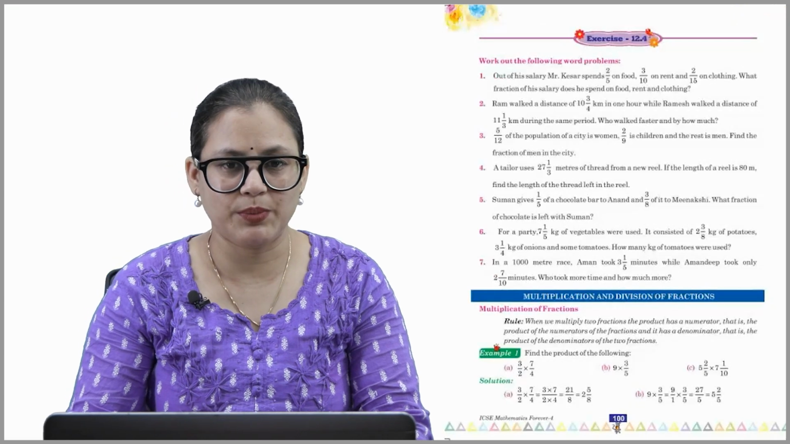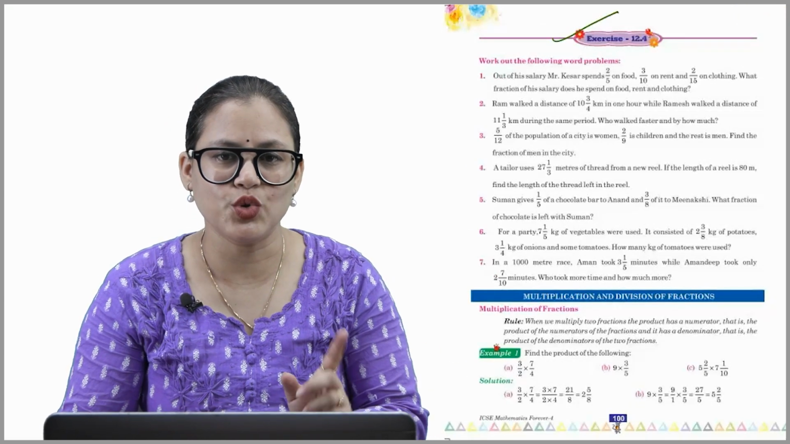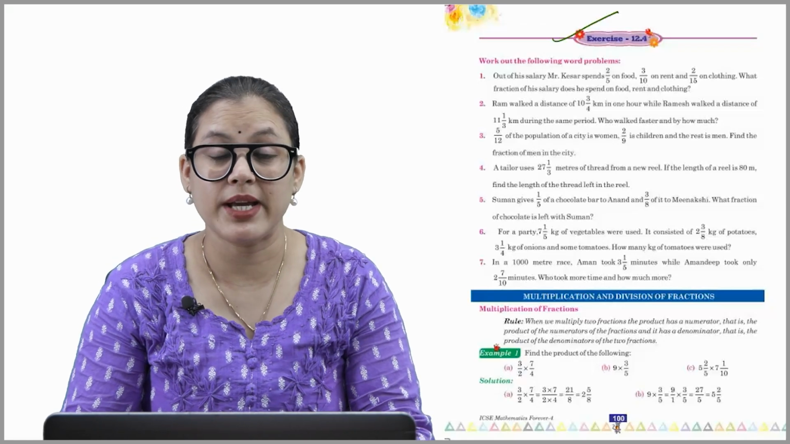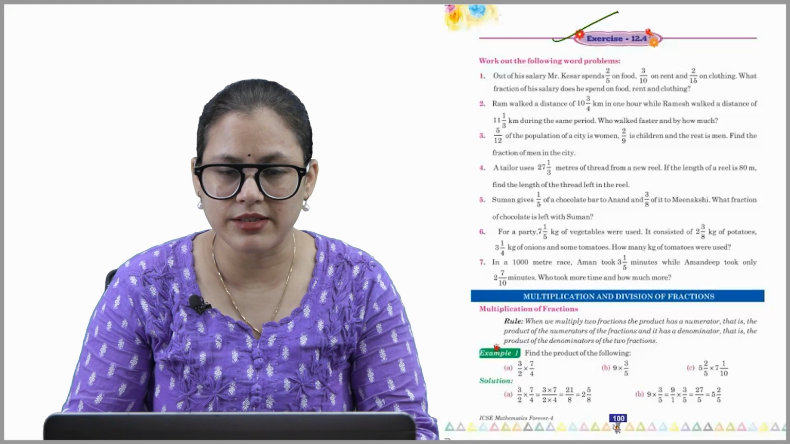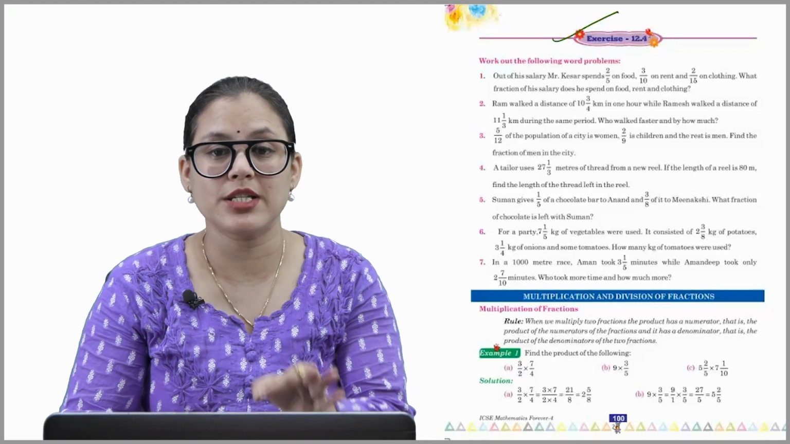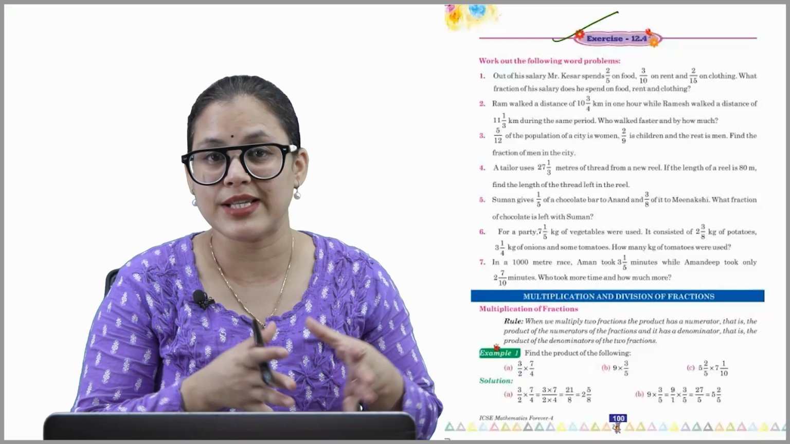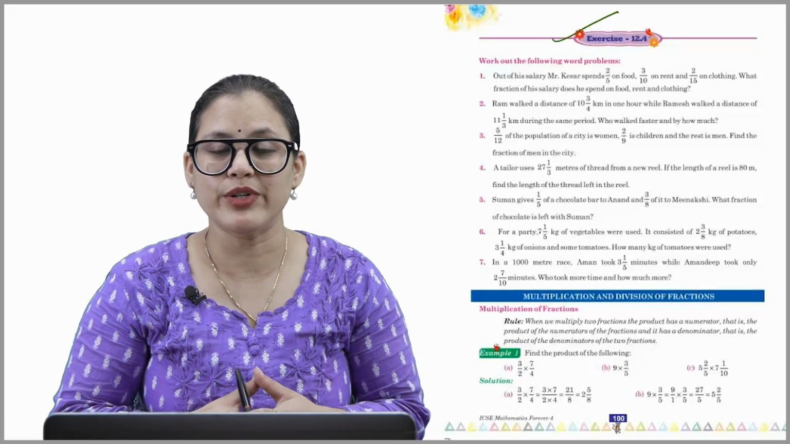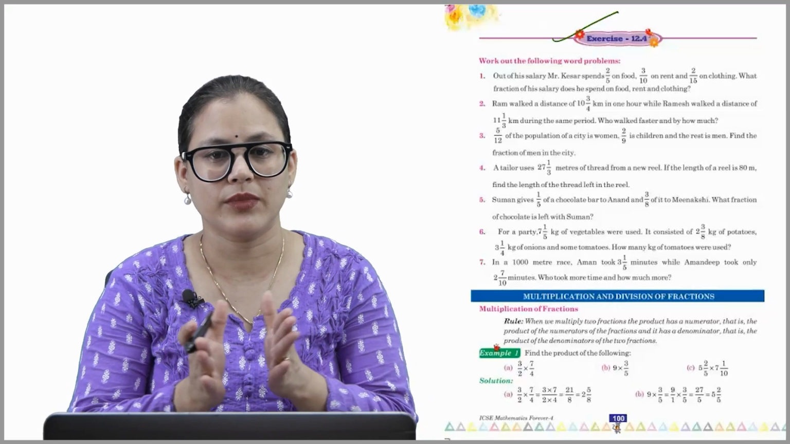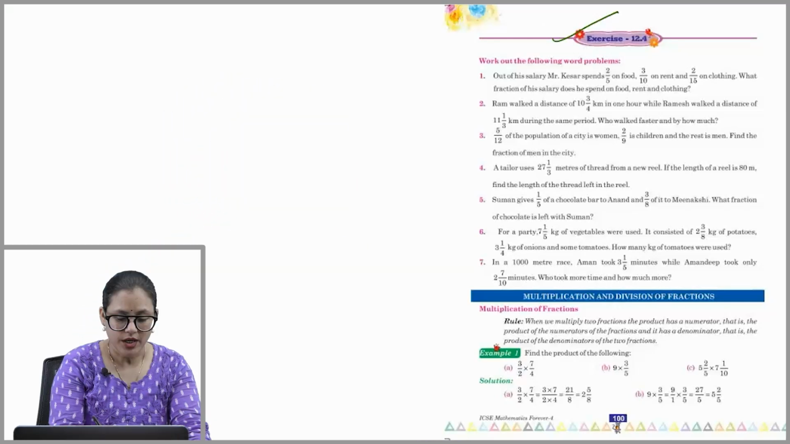Let's do exercise 12.4. Out of his salary, Mr. Kesar spends 2 by 5 on food, 3 by 10 on rent and 2 by 15 on clothing. What fraction of his salary does he spend on food, rent and clothing? So we have to find the total fraction of his salary which he is spending on food, rent and clothing. What will we do in this case? We will add all the numbers which are given here.